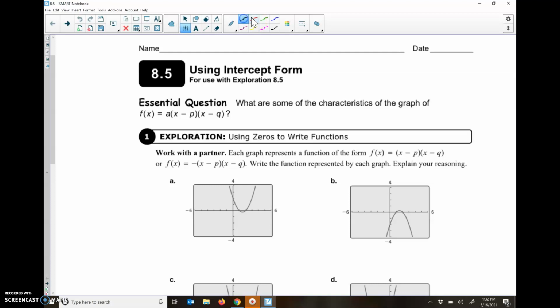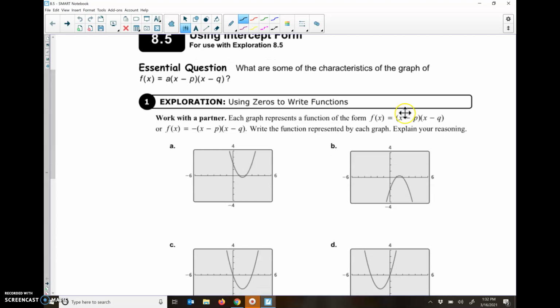So today we're going to be looking at graphs and writing them in intercept form. It says in the directions, we're going to write it as f of x equals x minus p and x minus q, or if it's an upside down graph, negative x minus p and x minus q. It's important that it says x minus p and x minus q, because some of these might look backwards to you, and it's because the formula starts off as x minus p.